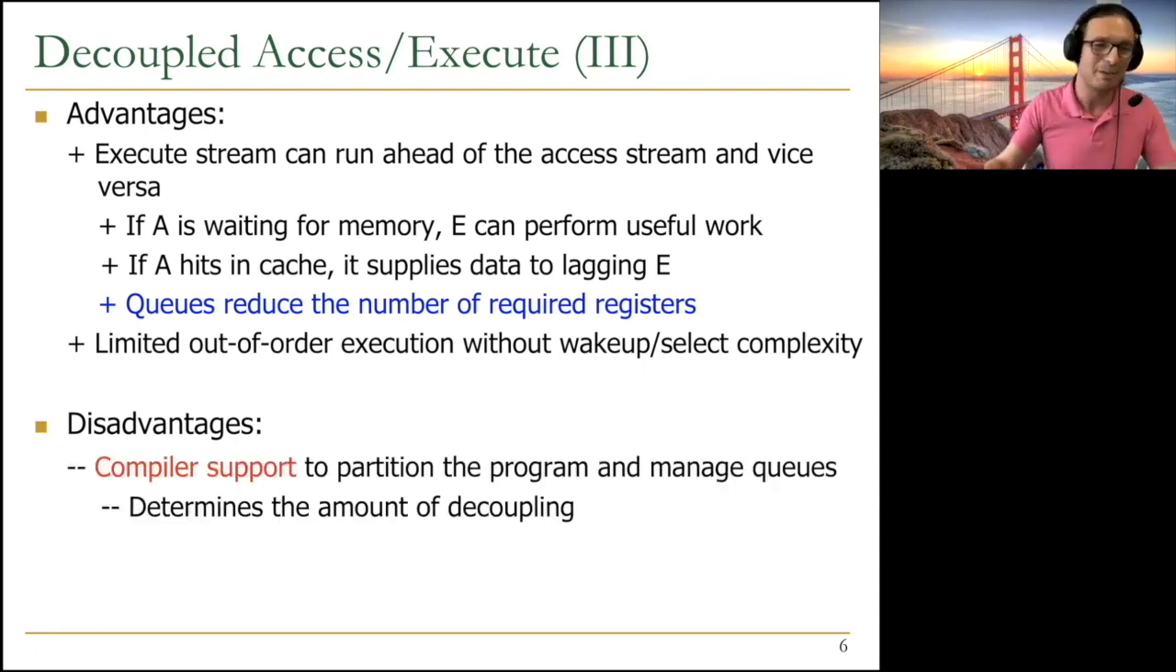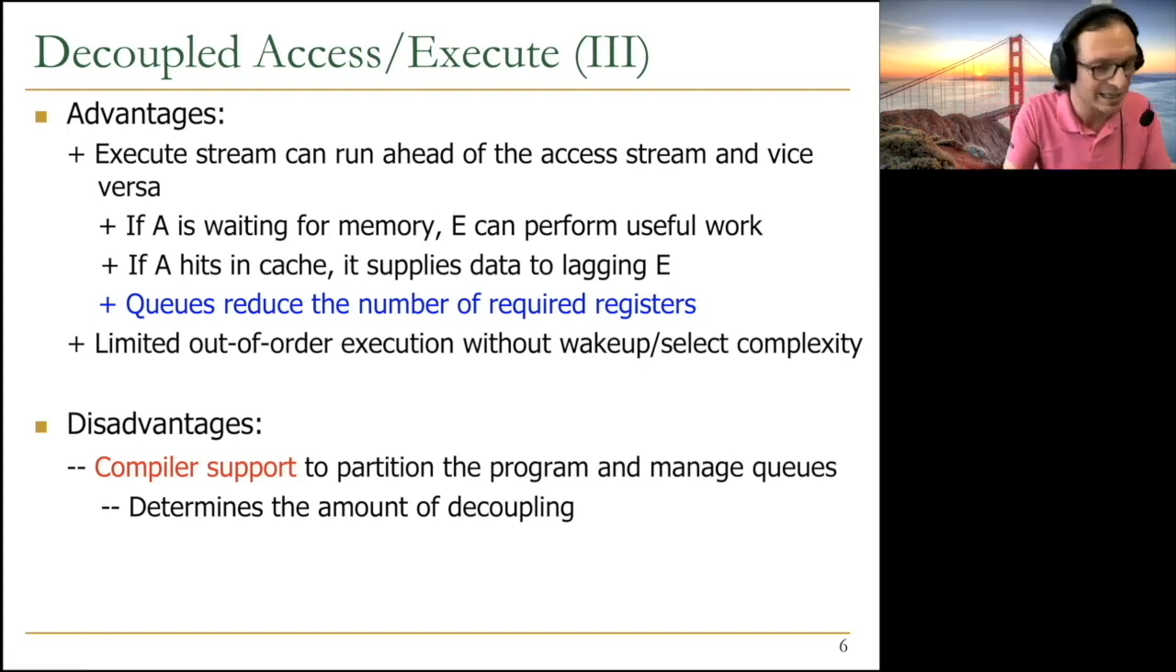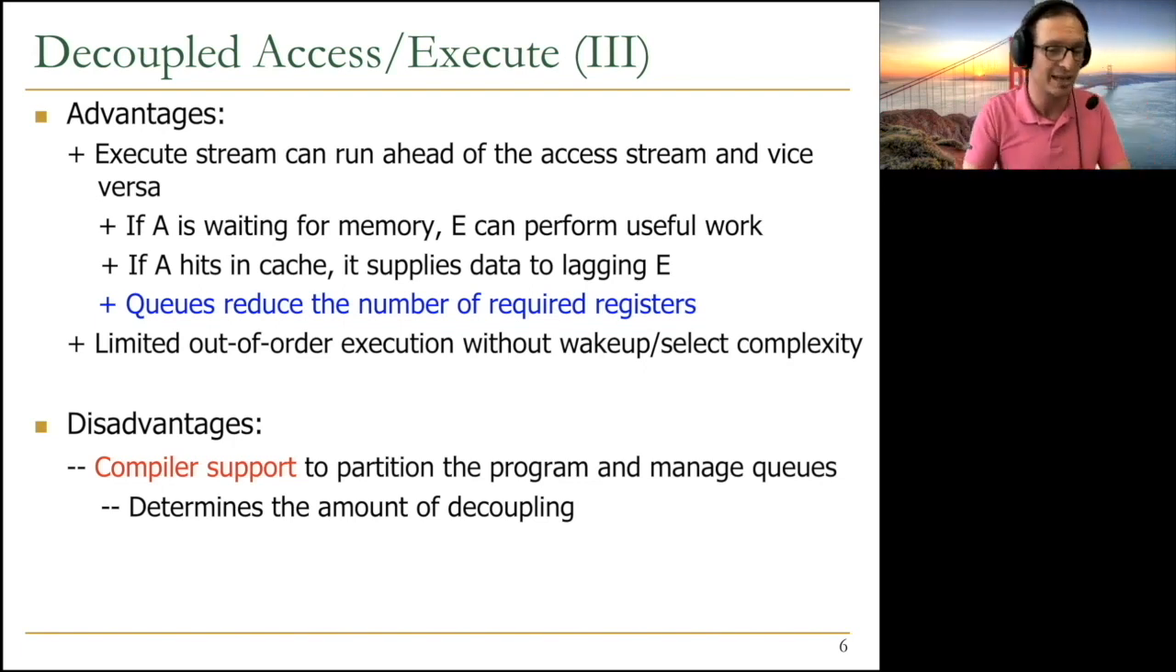Now, again, compiler is important here. Compiler was important for VLIW. Compiler is important for decoupled access and execute. You need to have compiler support to partition the program and manage the queues. This determines the amount of decoupling you can get. And people have developed interesting compilation techniques for this also, not as much as VLIW has done, and not as much as work that's going on in systolic arrays today, actually. But still, compiler is important.